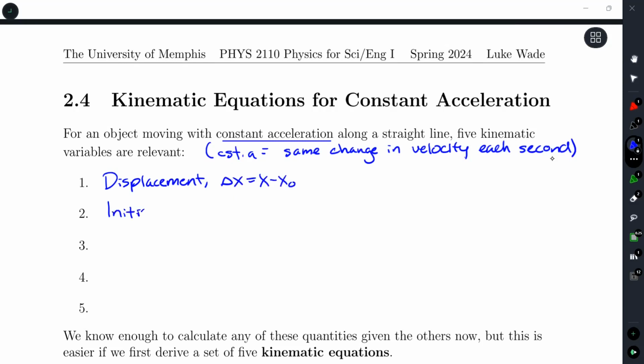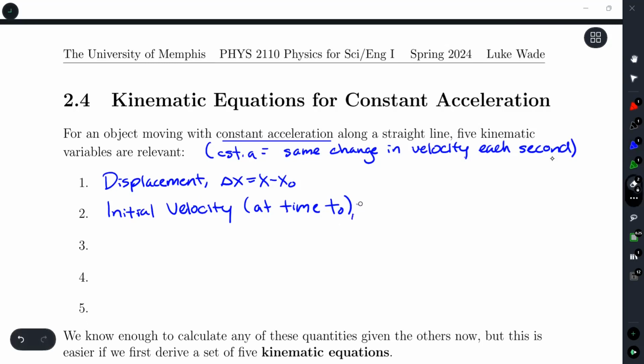Initial velocity. So that's the velocity at time t0, t initial. The book uses t1 and t2 instead of t0 and t, but then suddenly switches over to t0 and t in this section. So I just never bothered with t1 and t2.